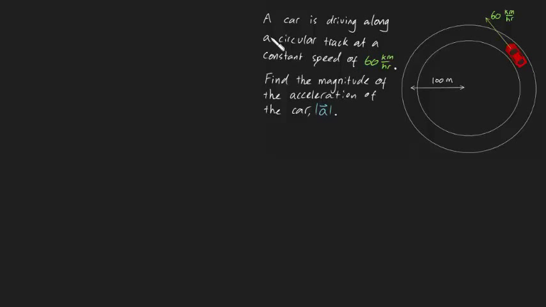Hey guys, a car is driving along a circular track at a constant speed of 60 kilometers per hour. Find the magnitude of the acceleration of the car, a. Okay, so let me break down what we're doing here. We've got a car traveling around a circular path, hence it abides by circular motion formulas, and at this instant it's got a speed of 60 kilometers per hour. The radius of this track is constant and it's 100 meters. Find the magnitude of acceleration.